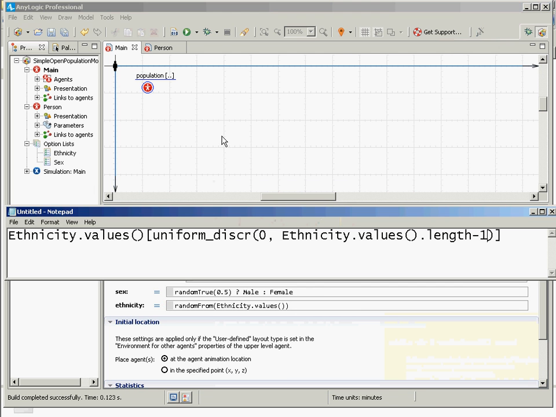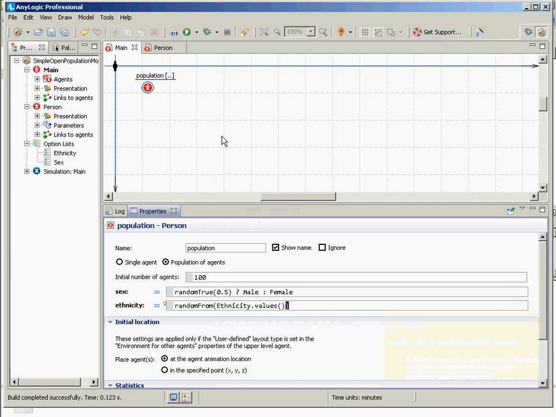Oh, this uniform discrete? I just chose the one where you can give 2 values, the lowest value possible and the highest value possible. So this is the lowest value and this is the highest value I wanted. So if there were 5 of them, it would be from 0 to 4. But we don't have to do that, it turns out. So thank you very much, Ben.